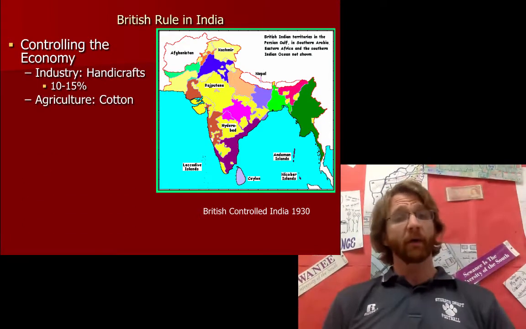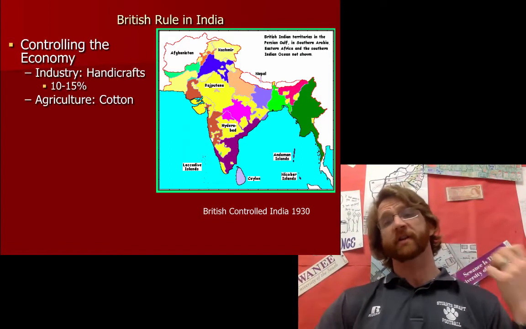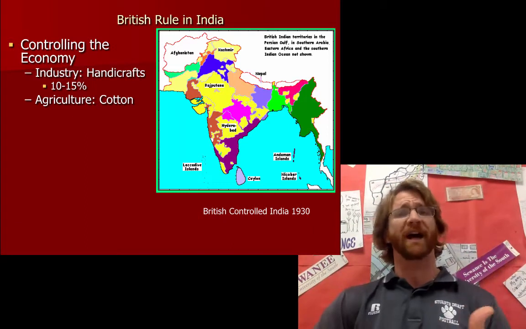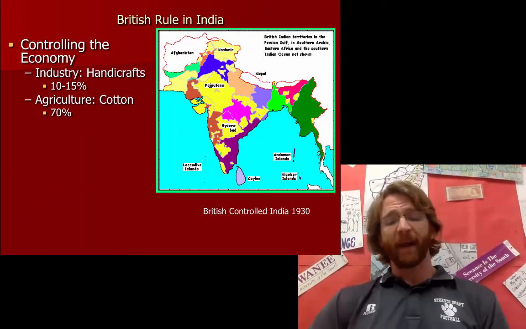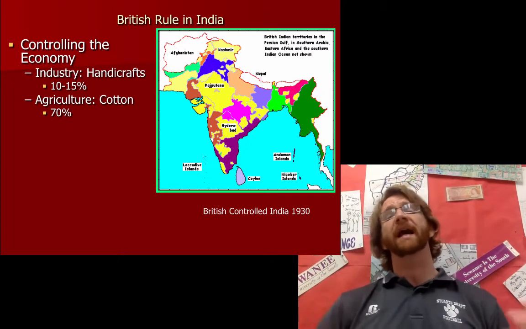What Britain really wanted out of India was cotton, and this is their main form of agriculture. Their main agricultural output was cotton. But you can't eat cotton. And this made up about 75% of their economy. And so they produced a lot of things with this.